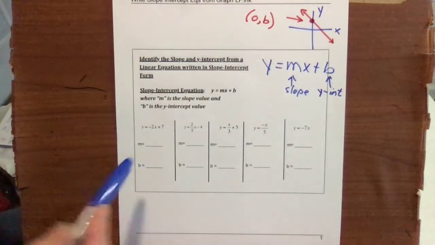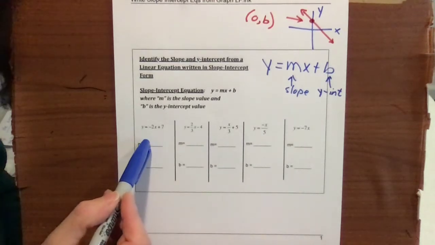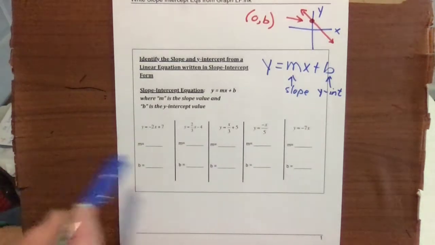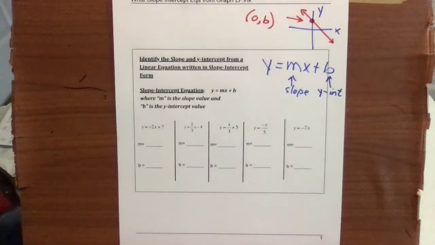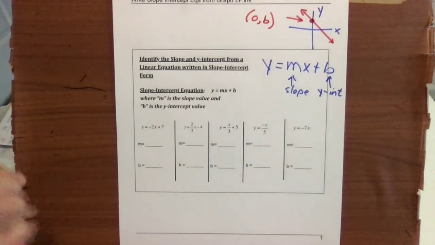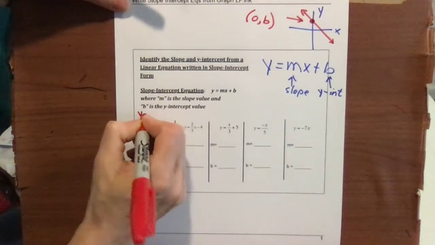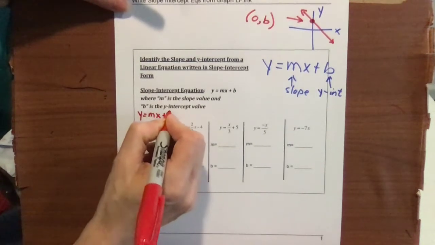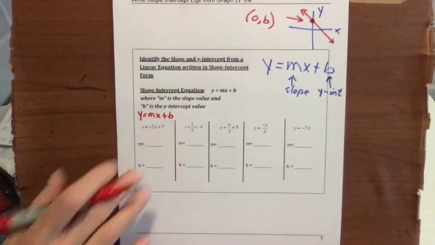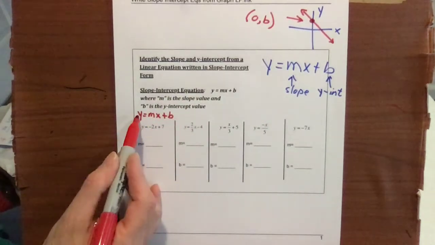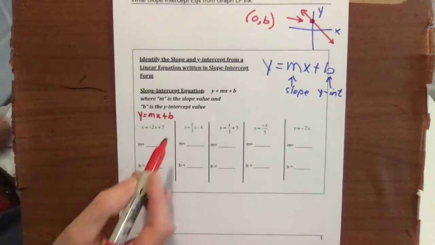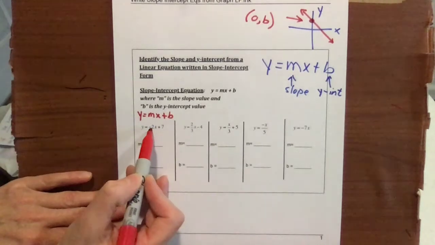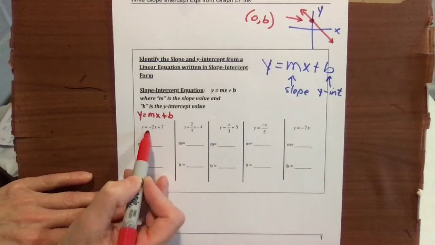So if we're going to take some basic equations, y equals negative 2x plus 7, and we want to identify the slope and the y-intercept just to get started and be familiar, we just take the information and we line it up to y equals mx plus b. All right, that's our slope-intercept equation. So y is y, equals is equal, and what you can see is in the place of m, which is our slope, is a negative 2.